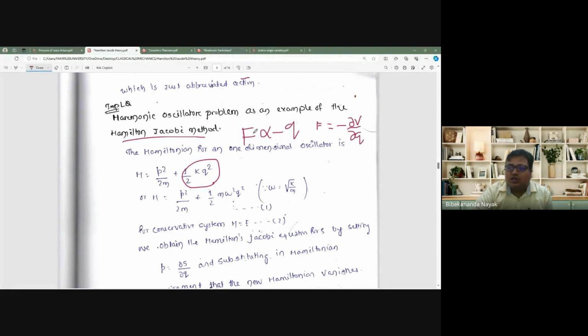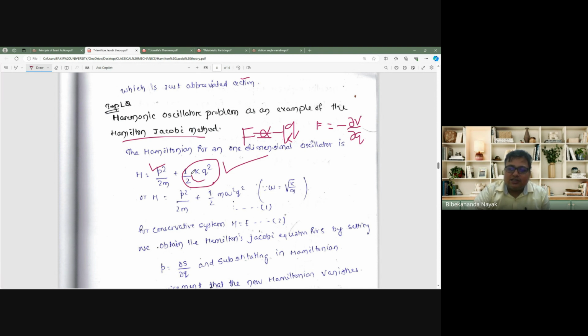Suppose you take a constant k. If F is equal to minus kq, then what is the value of V? It will be half kq square, because you have kq square, take a derivative, the 2 cancels, giving minus kq. So the potential energy for a harmonic oscillator is half kq square, and the kinetic energy is half m x dot square, or half mv square, which is equal to p square by 2m.